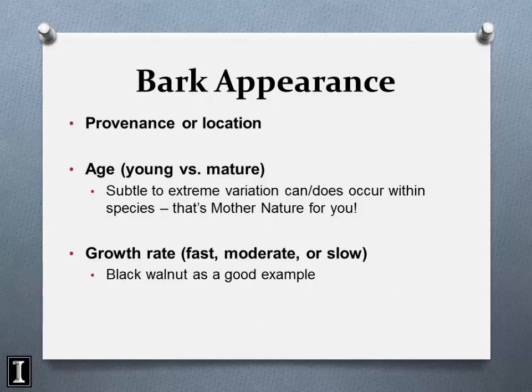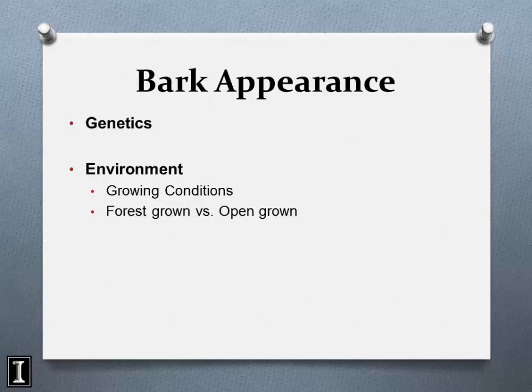And growth rate. Some trees will display different morphology in their bark based on how fast they're growing. So it might not be genetics, it's just, is it growing on a good site? Is it in competition with other trees? If so, that can somewhat affect the texture of the bark. So a lot of different things that come into play here. And I'll give you some examples. And we covered these.